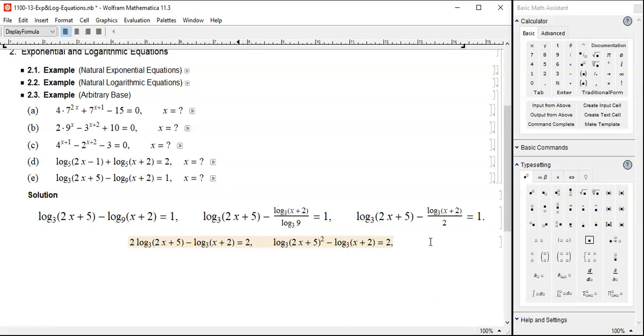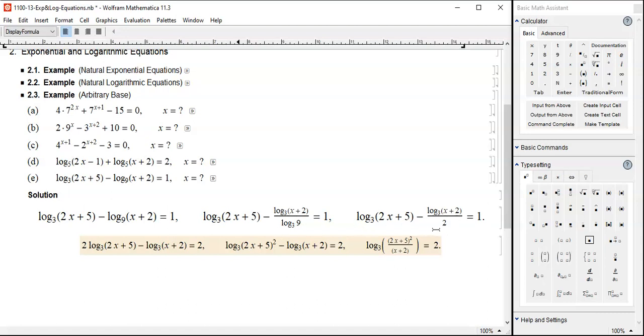Okay, finally we are ready. Combine those into a single logarithm, log base 3 of this 2x plus 5, those quantities squared, over x plus 2. That's equal to 2. Oh boy, what a work. The change of base formula here was used to get everything into the same base 3.